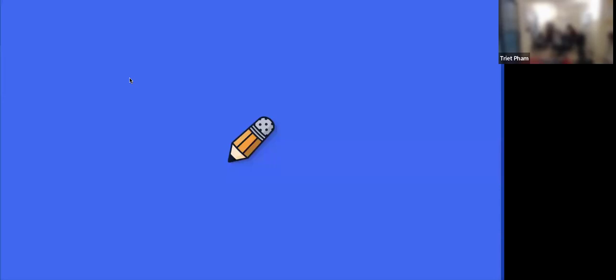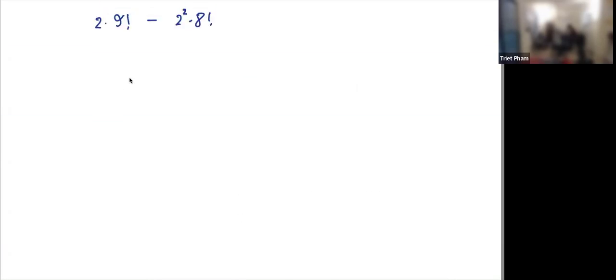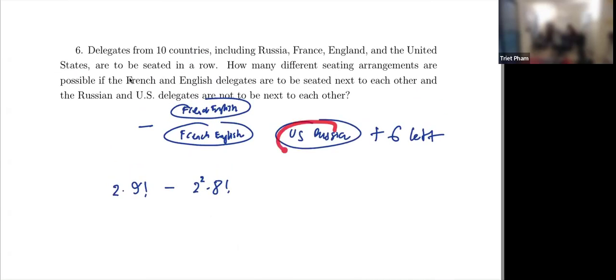Or in this question, you look at the US and Russia, and you want them to not be together. That's kind of hard to count. So if you count them being together and then subtract it away from the total case, it's actually easier.